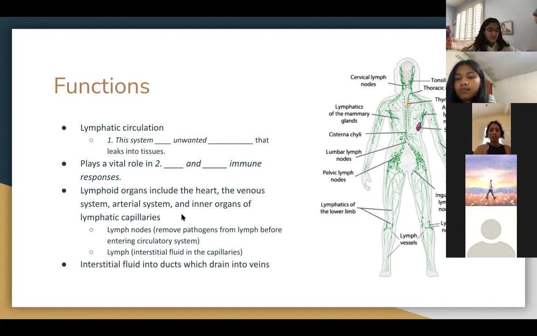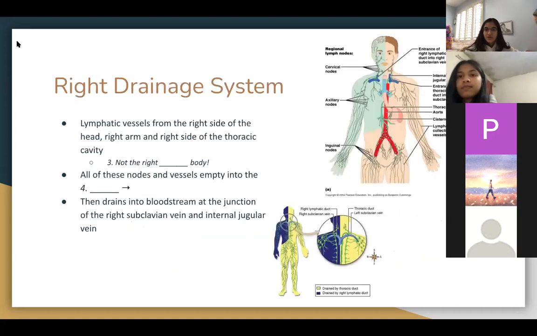Yes. So basically, the overall thing is your lymphatic system drains unwanted fluids out of your body and into your blood to be recycled. And it is very important for your immune responses. Okay, Priyanka, this is your slide.